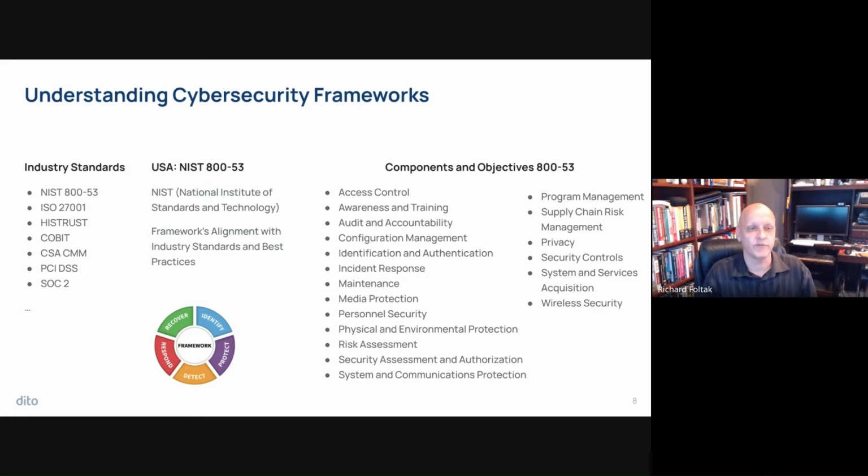CSA is what I refer to as the everything-in-the-kitchen-sink cybersecurity framework, because what they've done is taken all the other cybersecurity frameworks and created a mapping and said, this is sort of what you should be doing. PCI is a credit card industry one. SOC 2 is mostly for public companies that want to demonstrate their cybersecurity presence. Just be aware these things exist, so you don't have to reinvent what you should do from scratch.